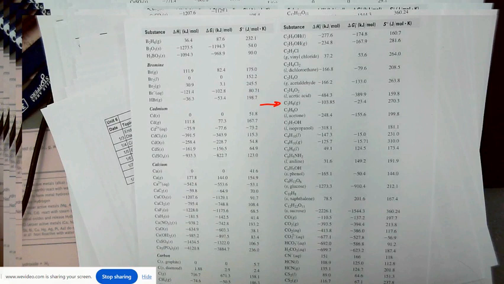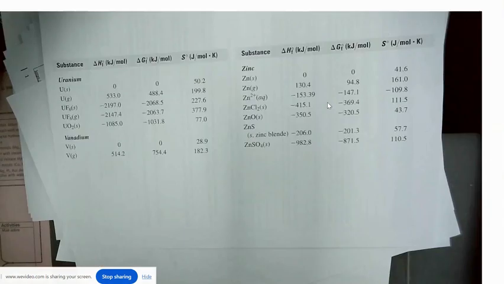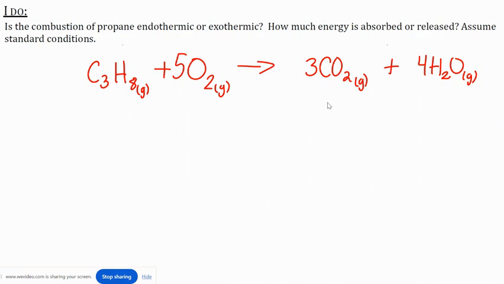So that's a negative 103.85. Okay. So that's my delta H for this guy. I'm going to put that underneath that one right here, just so I can keep track of it. So we've got to look up all these. And that's kilojoules.